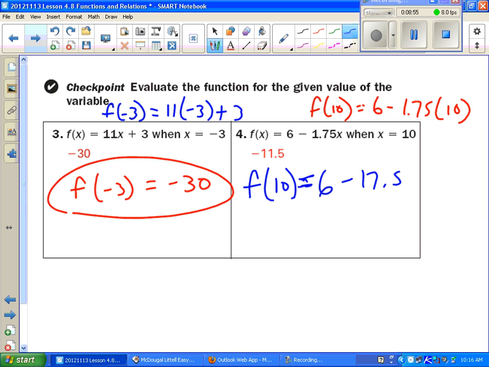So that's a positive 6 and a negative 17.5. So subtract them. 17.5 minus 6 is 11.5. And since negative 17.5 is farther from 0, f of 10 equals negative 11.5.